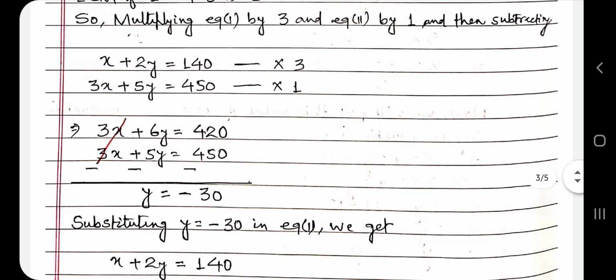When the first equation is multiplied with 3, we get 3x + 6y = 420. x is multiplied with 3, then 2y is multiplied with 3 to give 6y, and 140 is multiplied with 3 to give 420. And the second equation is multiplied with 1, and we know that if any term is multiplied with 1, the product is the same term. So these are the two equations now: 3x + 6y = 420 and 3x + 5y = 450.